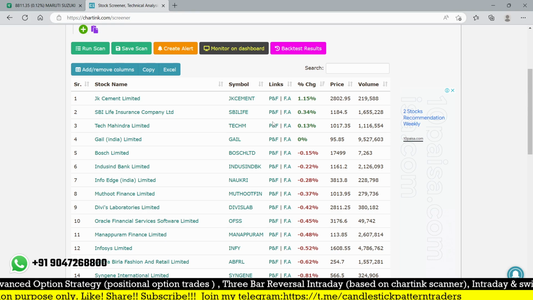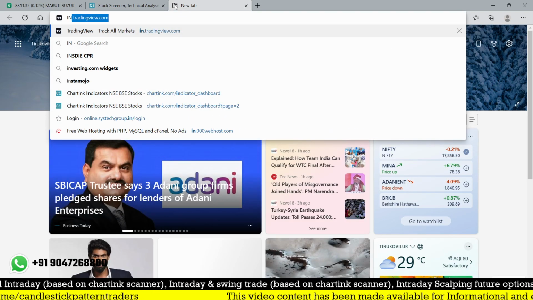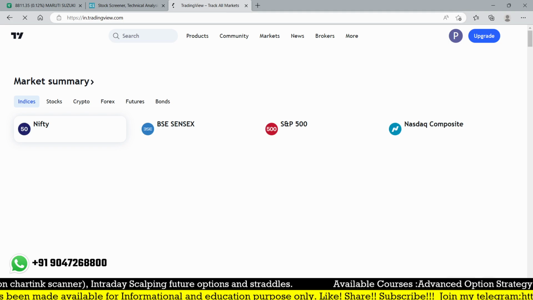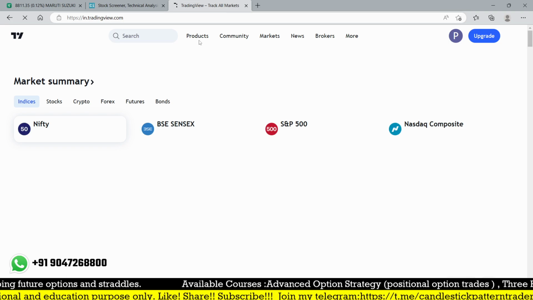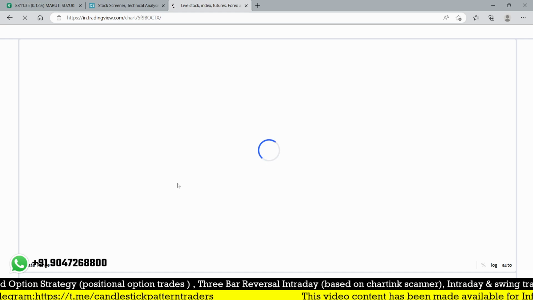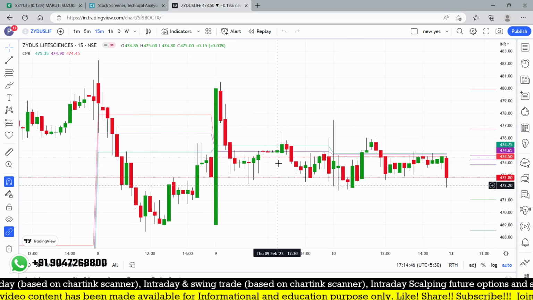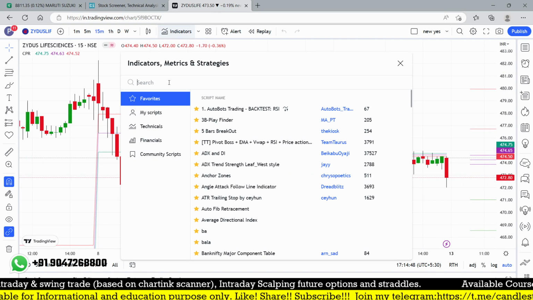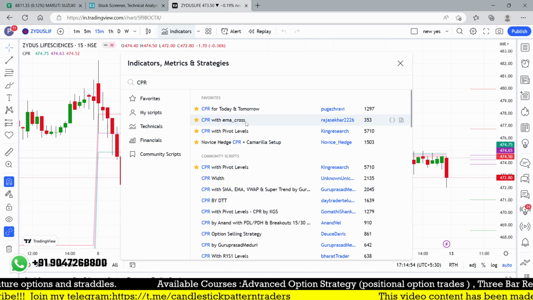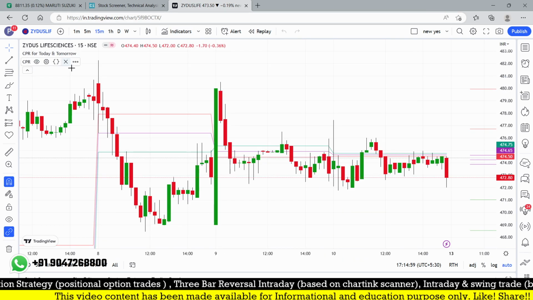Whatever the stock, JK Cement. So let me check whether it is working right or wrong. For JK Cement, we need to check with TradingView, because there are some indicators available on TradingView where tomorrow's CPR also can be filtered. So let me use TradingView. When someone was asking about the scanner, this is the indicator which I used for finding CPR. Let me add an indicator, the CPR for tomorrow, today and tomorrow. This would be the indicator which I used.